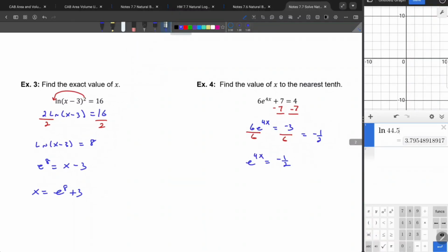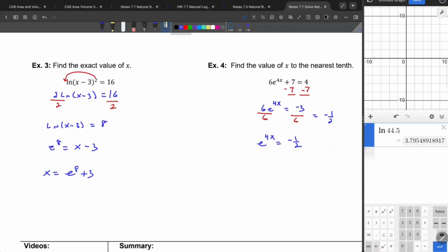All right, so we're back. Hopefully you tried these problems on your own. And if you didn't, pause for a second and try and work your way through it. So we're going to start with number 3.